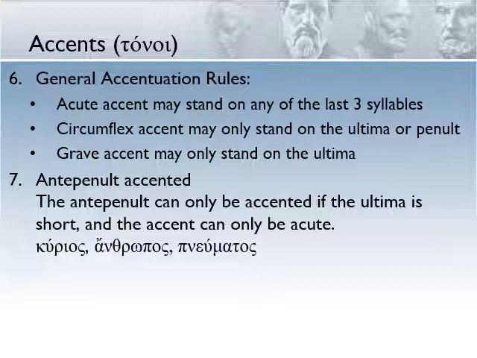Now we have three syllables. The ultima is os, the penult is mat, and the antepenult is pnev. Notice it is accented on the antepenult, pnev, with an acute accent, and the acute accent can stand on that syllable because the ultima is short, spelled with an omicron.